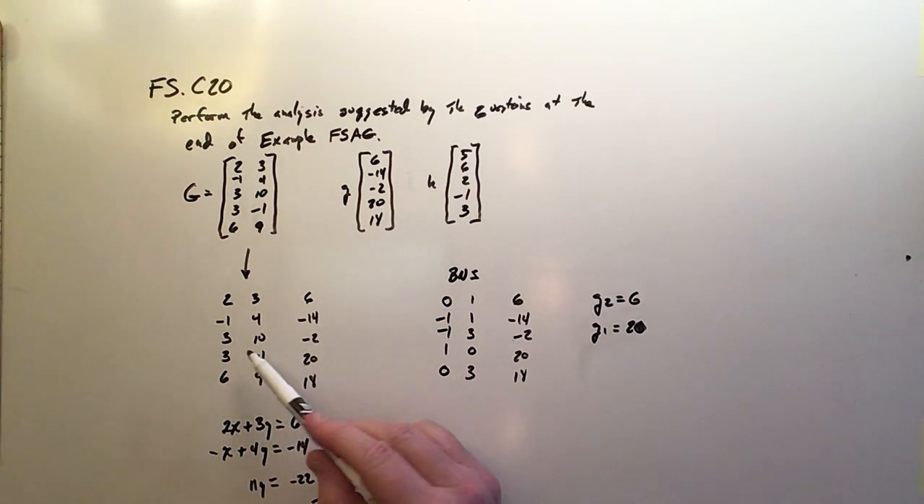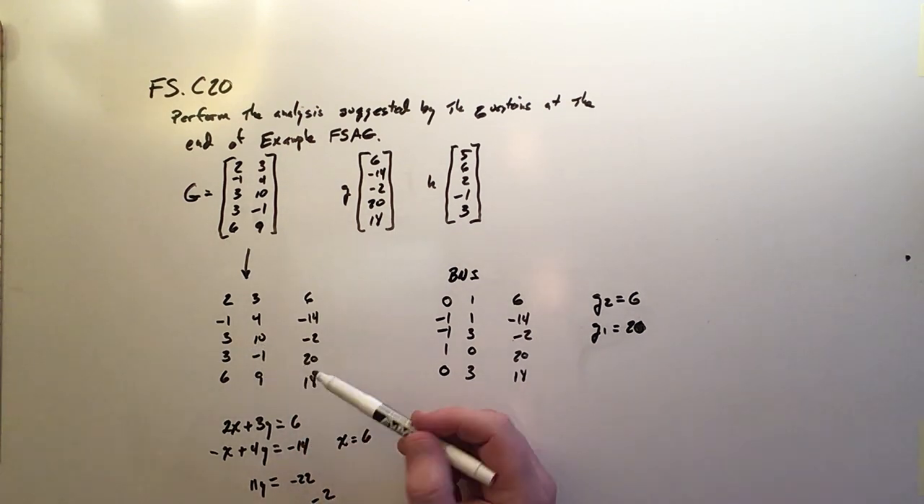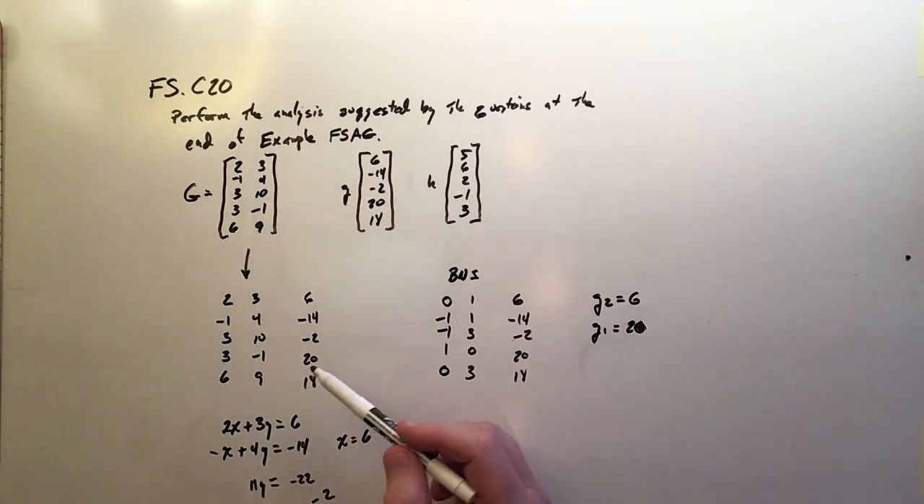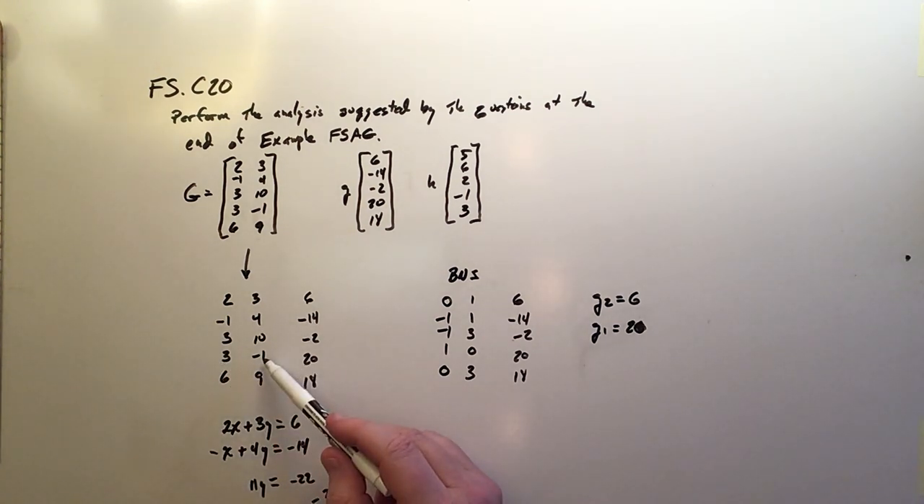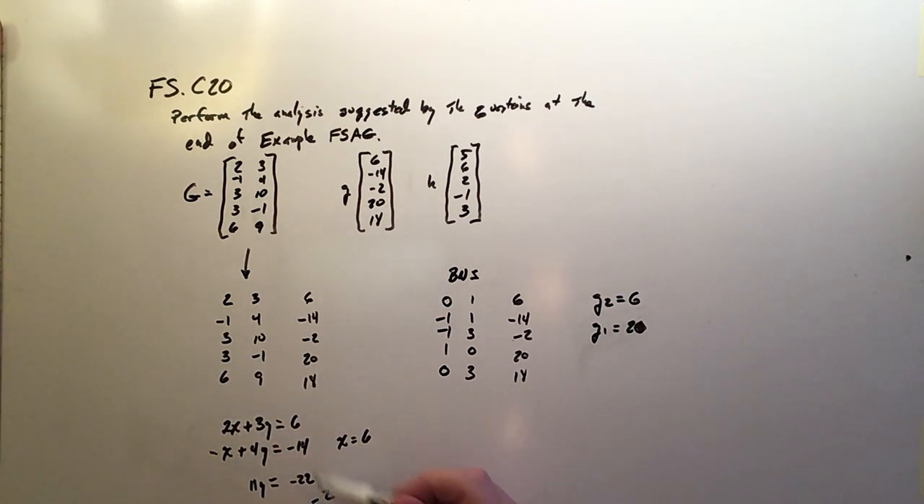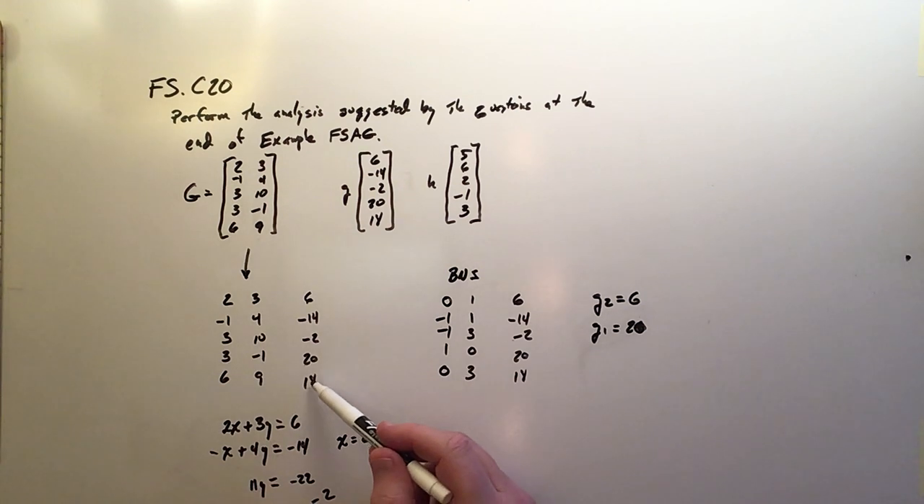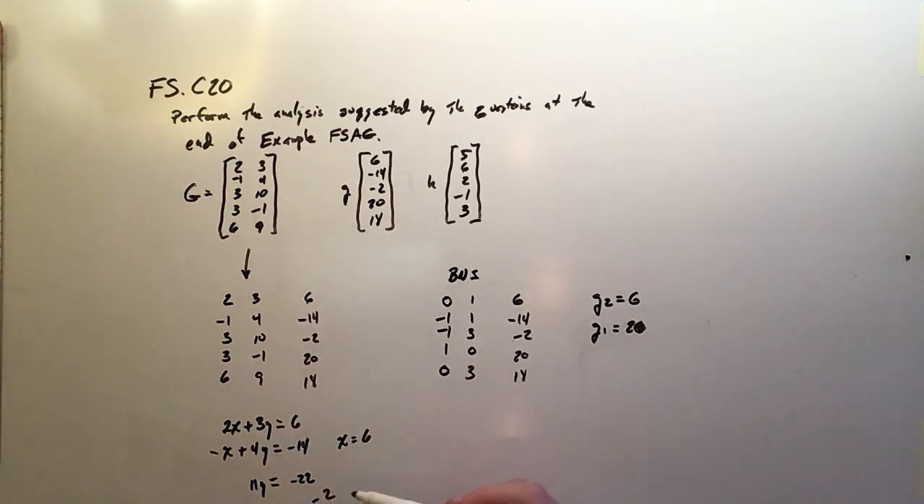Is 3 times 6, that's 18, minus 20 is negative 2. Yep. 3 times 6 is 18, minus or plus 2 is 20. Yep. And 6 times 6 is 36, minus 18 is 18. So far, it checks out.